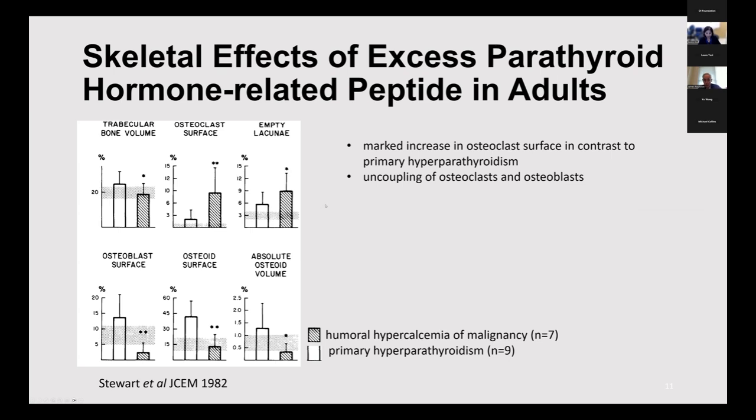And you can see what really stands out is the uncoupling of osteoclasts and osteoblasts. You can appreciate the marked increase in osteoclast surface in patients with humoral hypercalcemia of malignancy or PTHRP excess, and the decrease in the osteoblast surface. In contrast, we know that in primary hyperparathyroidism, these osteoclasts and osteoblasts remain largely coupled.